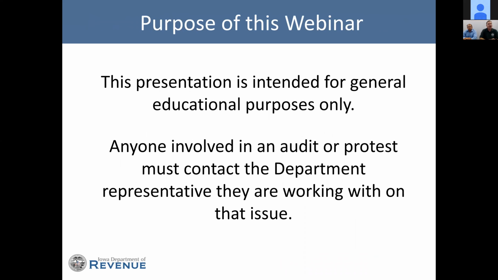Reminder to everybody as well, the purpose of this is just to provide some general information to you. If you're being audited or you're involved in a protest, I'm not here to get in the middle of that. You've got to deal with the contact with the department that you're working with on the audit or protest. This is outside of that. So again, this is just general information we're trying to get to you here.